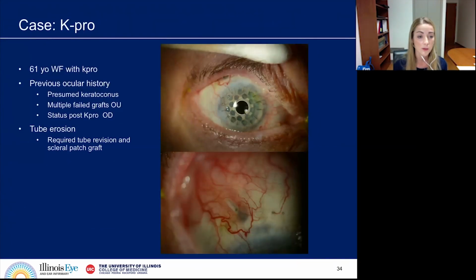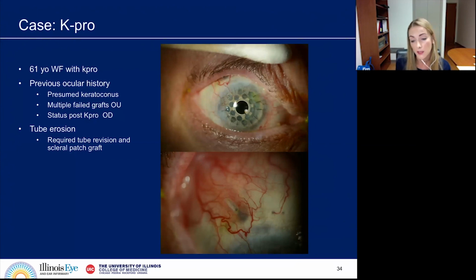So this was a patient seen in our clinic. It was a 61-year-old white female with K-Pro. She had a history of presumed keratoconus and multiple failed grafts in both eyes, and she was status post K-Pro in the right eye. So she was followed for a long period of time in our clinic, and at some point ended up having a tube erosion and required a tube revision and scleral patch graft.